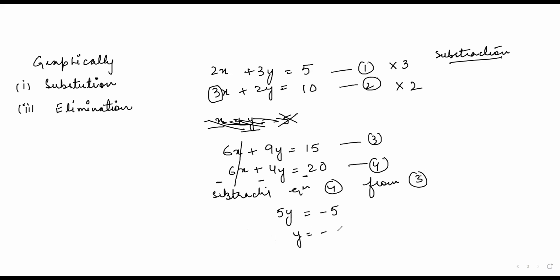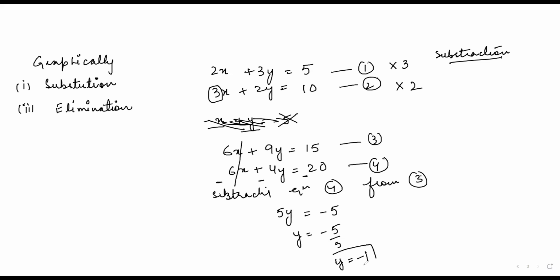So y will be minus 5 divided by 5. Y will be equal to minus 1. Clear, Abdullah? Hamna? Yes, Hamna, Abdullah. Understood? Yes, ma'am. Understood? Yes, ma'am. Okay.